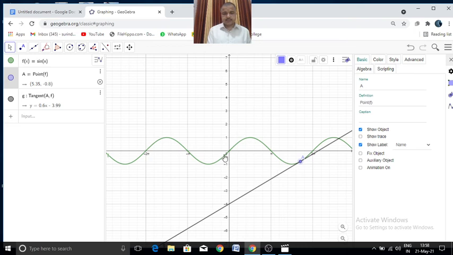So these are two consecutive intervals, 0 to pi and then pi to 2 pi. In 0 to pi the curve is concave downward. In pi to 2 pi the curve is concave upward. So this pi is the point of inflection because it separates two portions, concave upward and concave downward.